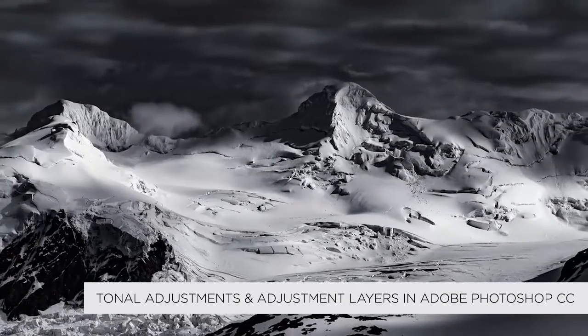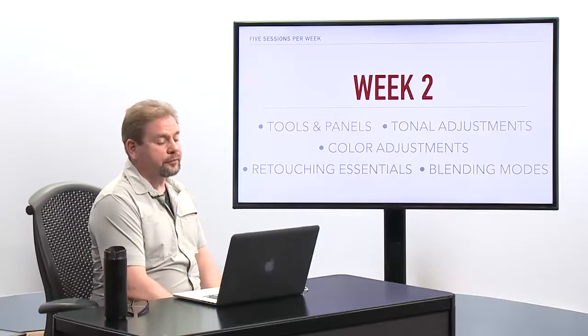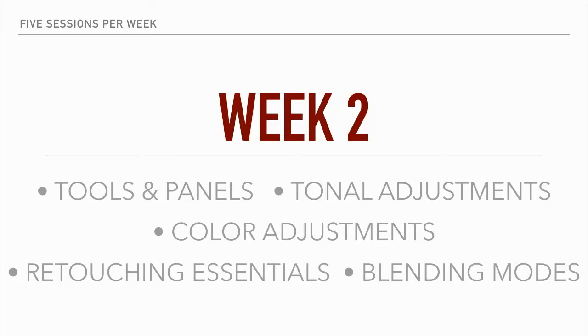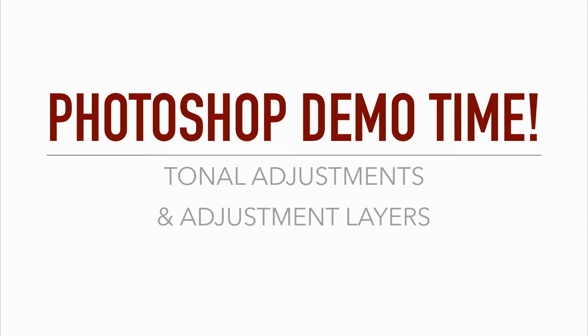And we're back with another session, and let's take a look at where we're at. We're in week 2, and in this session, we're going to talk about tonal adjustments. This is the 7th day out of 20, and we'll get into not only tonal adjustments, but also adjustment layers, which is how we're going to apply those. And as usual, I want to just jump into Photoshop and get started so we can spend as much time as possible there. And so let's do so.